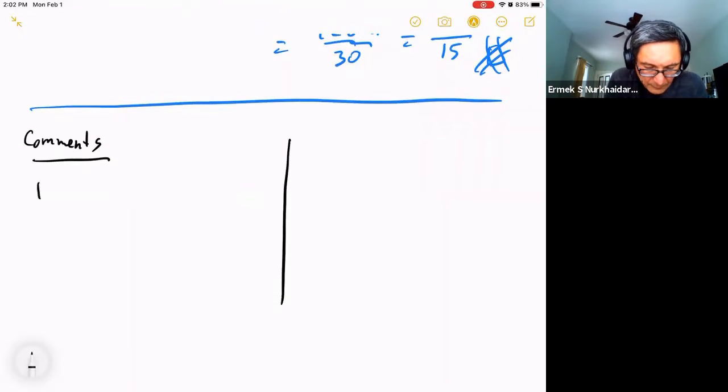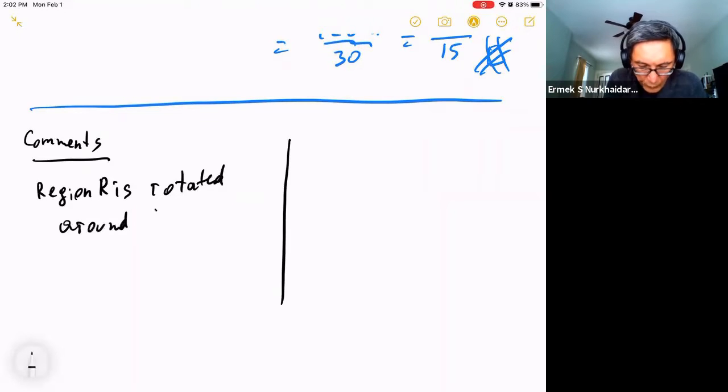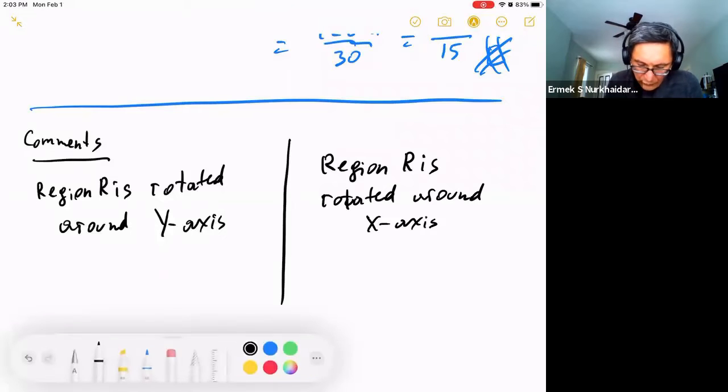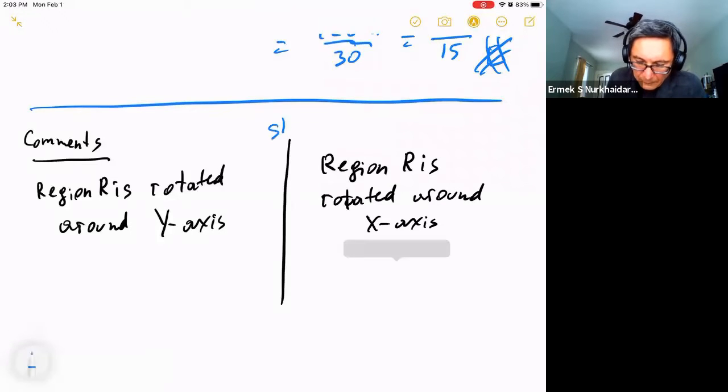So region R is rotated around the y-axis, and the region R is rotated around the x-axis. And if we do it in shells, so if we do slices, it's going to be a different story. Okay.